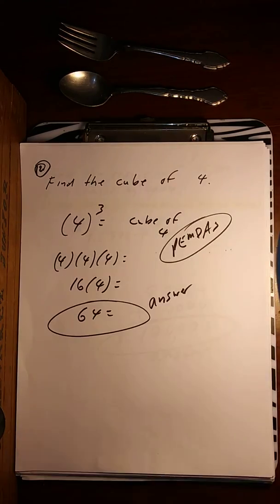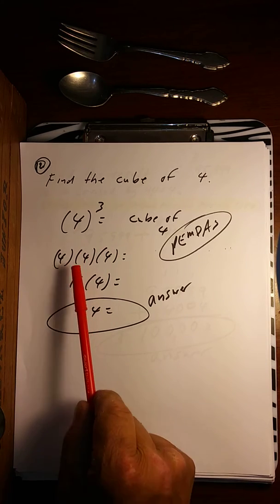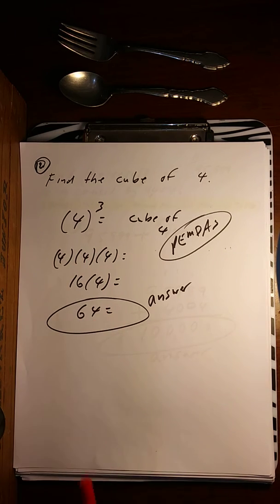The cube of 4 means you have to multiply it how many times? 4 times. So 4 times 4 times 4. 4 times 4 is 16. 16 times 4 is 64. Find the cube of 4.